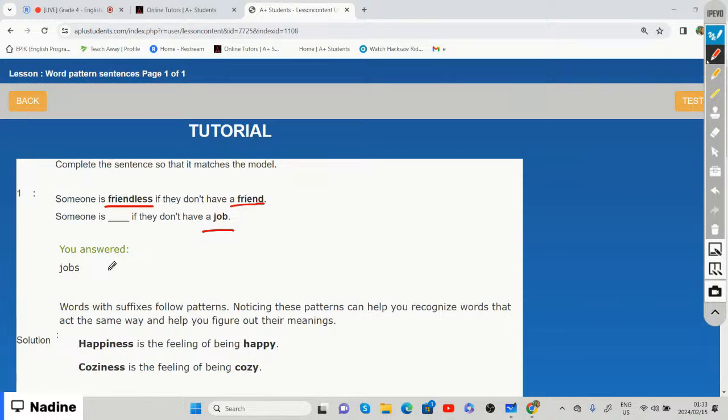I think you need to do it on A plus students, yes. Because remember, you're going to do your tests on your own. So I think you need to do it on A plus students.